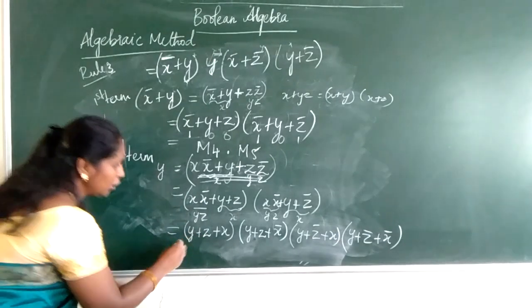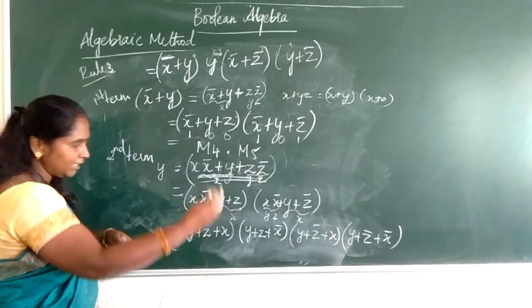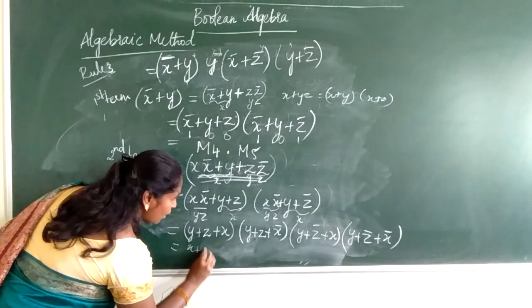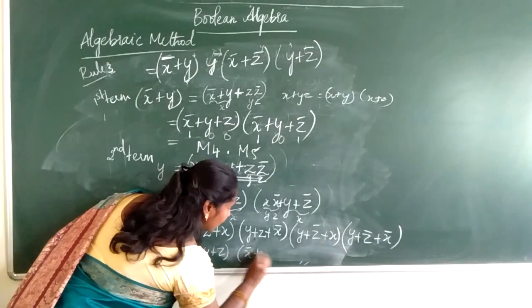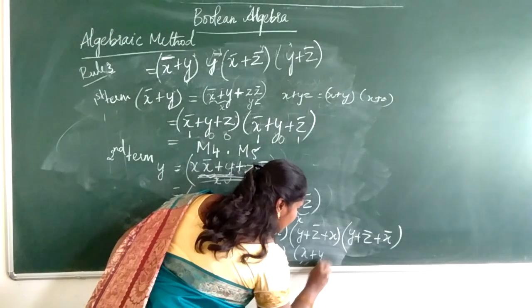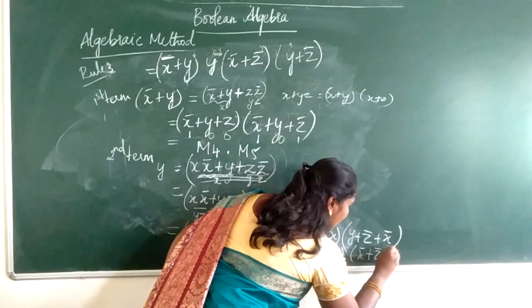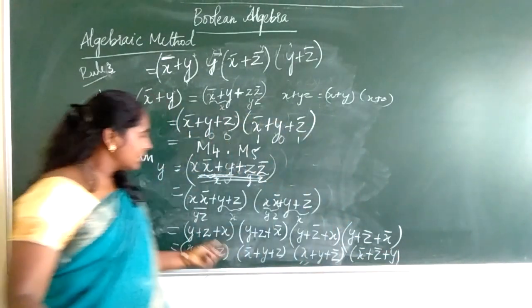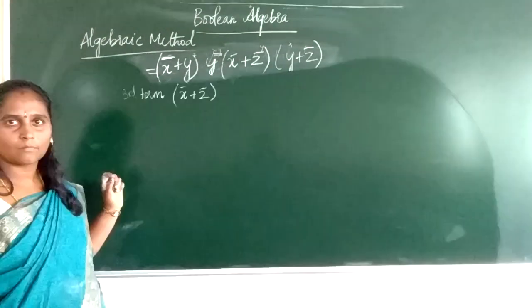So arrange according to the commutative law, all x, y, z, because the function should be taking the binary equivalent. So (x + y + z)(x bar + y + z). Next, (x + y + z bar). Next, (x bar + z bar + y). So the second POS form came into existence.